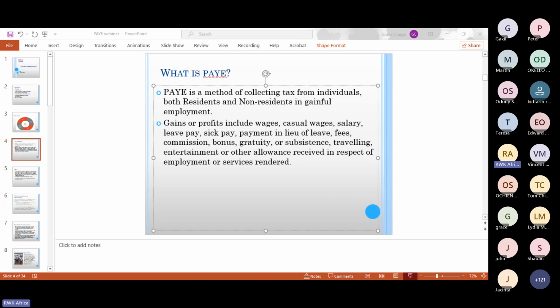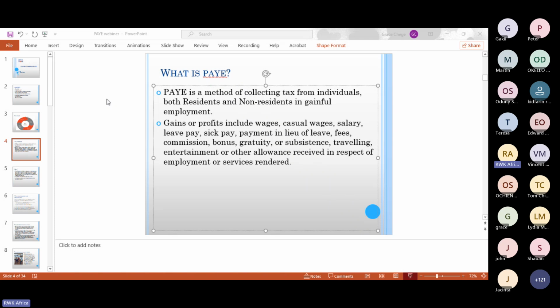So who should register for PAYE? We've said that any person who pays emoluments or rather salaries to employees is required to register for this obligation. Upon registering, you will deduct this tax from your employees and remit the same to KRA without fail. You're supposed to file on or before the 9th of every month.